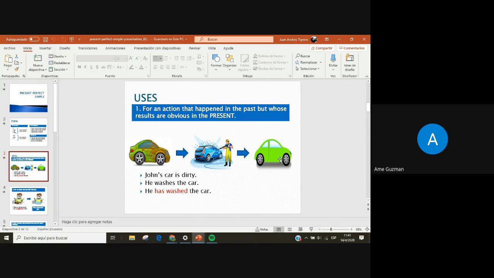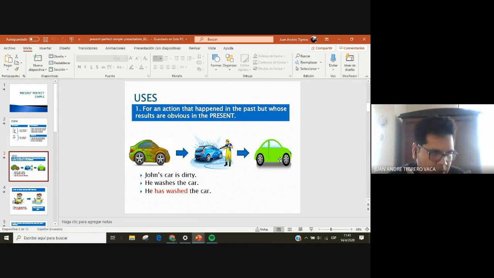Do you know simple past? Simple past, exactly. Good. Simple past is something that happened and finished completely. Okay? So this is a perfect example.